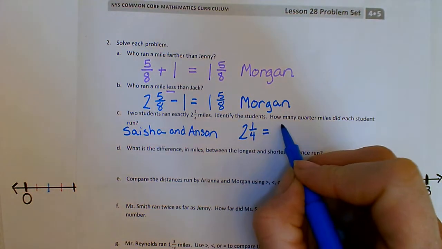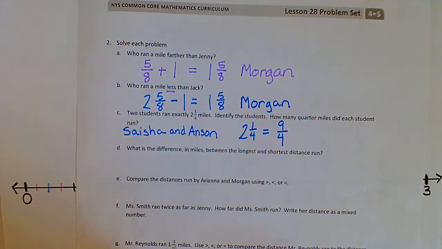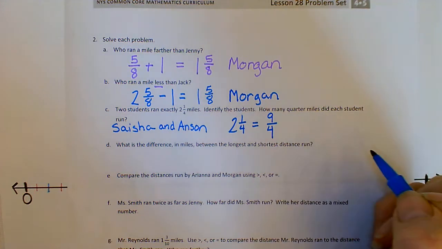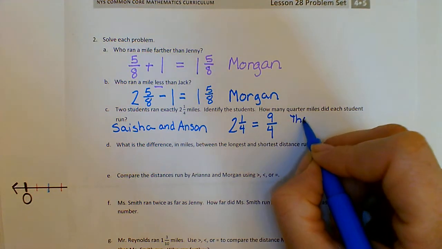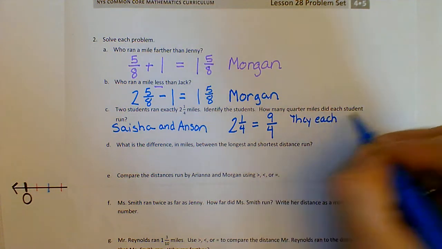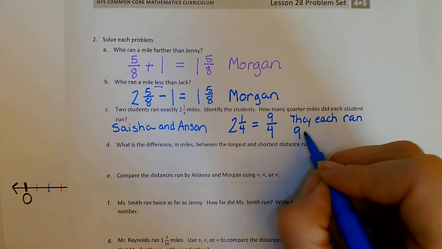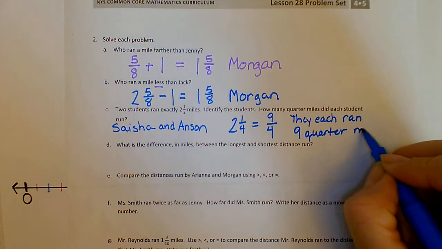So let's write 9/4. And then what we want to do is write that as a real answer. It says, how many quarter miles did each student run? They each ran 9 quarter miles.